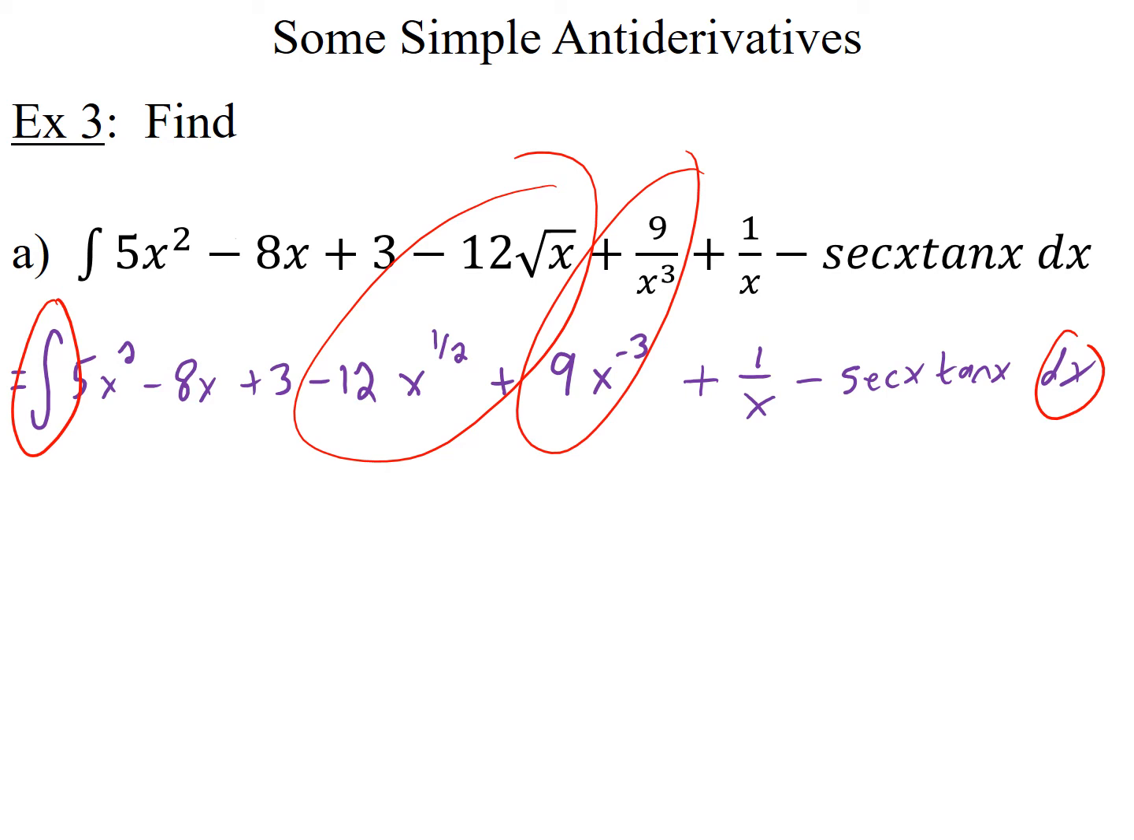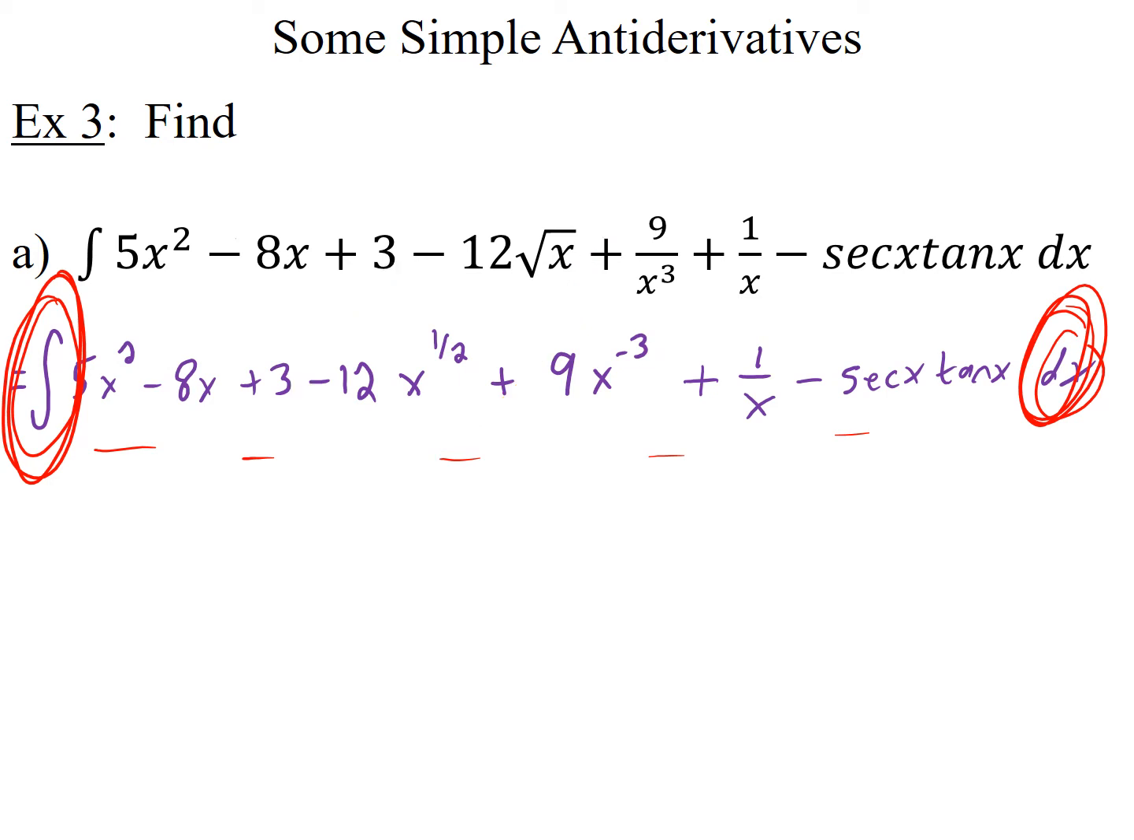Now at this step, I'm going to find the antiderivative. When you find the antiderivative, you're not going to write this symbol anymore. You're not going to write the dx anymore. You'll find the antiderivative of each piece separately. And don't forget at the end, you need to put a plus c. All right, this is getting messy. Let me erase a little here.